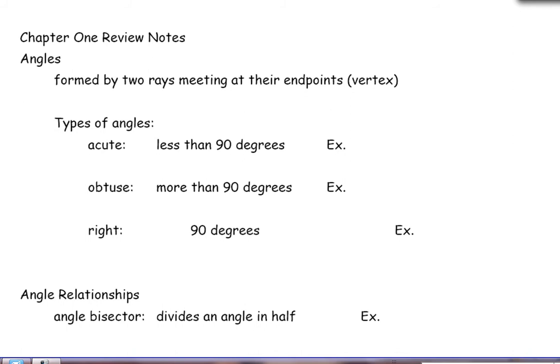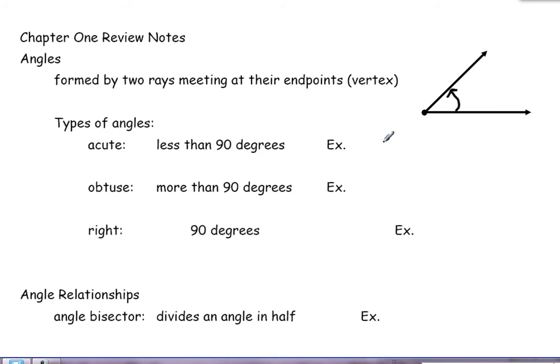Alright, then we went into angles. Angles are formed by two rays meeting at their endpoints. So let's say I had these two rays right here. We can clearly see their endpoints. If they share the same endpoint, then they form an angle. When you measure an angle, you're basically measuring the distance between these two rays, or how far apart are these two rays. And we measure distance between two rays using a protractor.